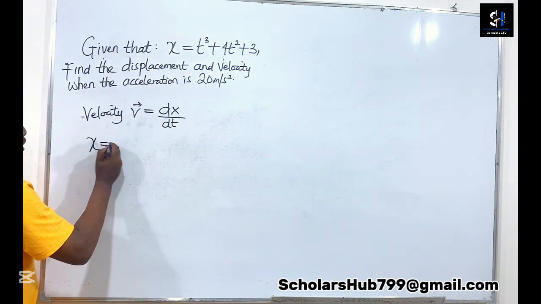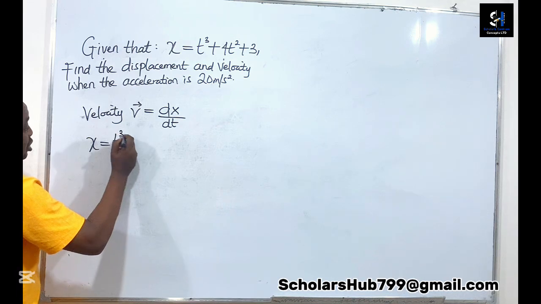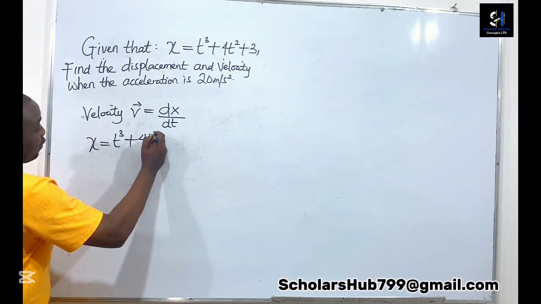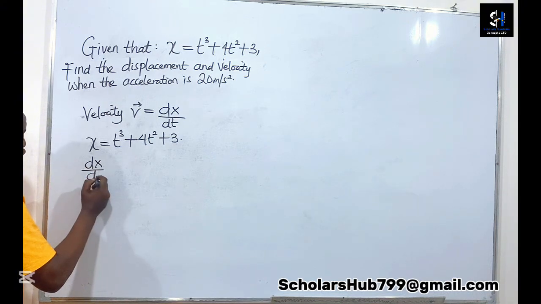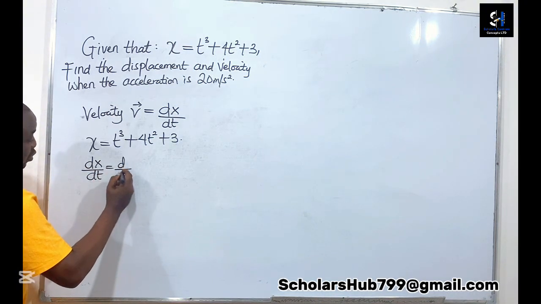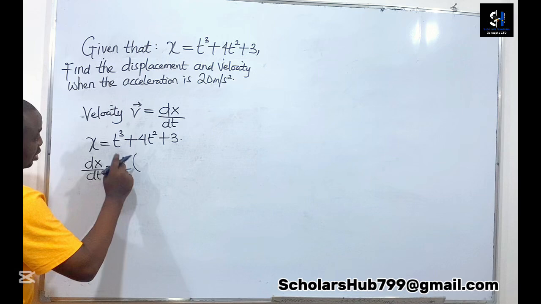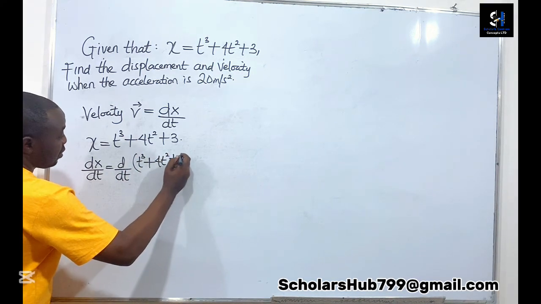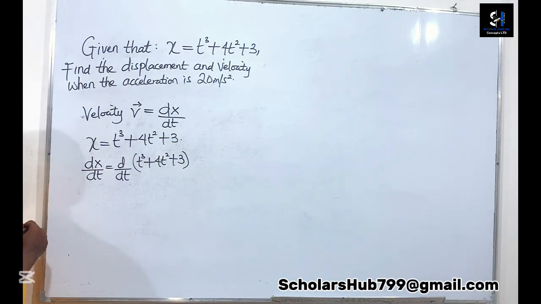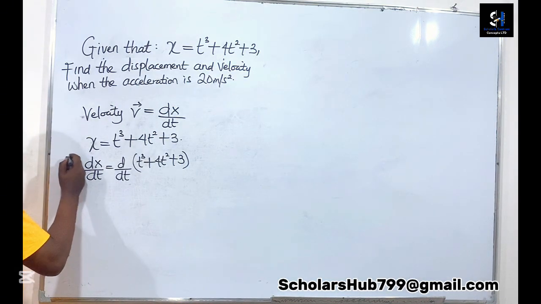Because we are given x to be equal to t cubed plus 4t squared plus 3, differentiating x with respect to t will mean that we're going to differentiate t cubed plus 4t squared plus 3 with respect to t. This is the velocity, okay?